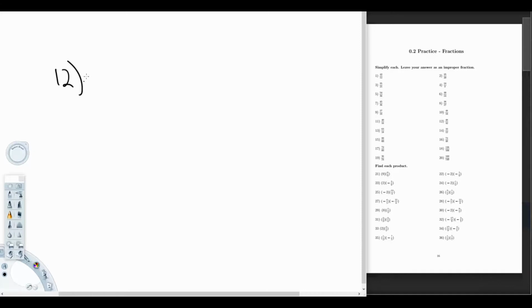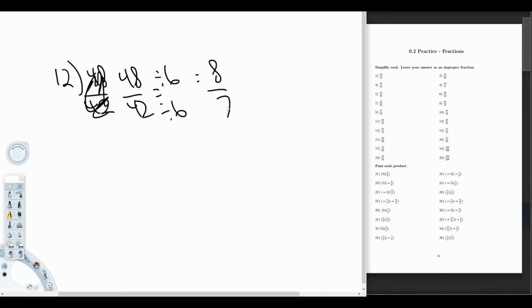48 over 42. Let's do that neater. 48 over 42. I think we can divide this by 6 and divide this by 6. That's 8 over 7. That looks good. Number 13 now.